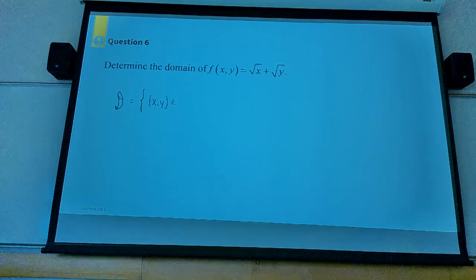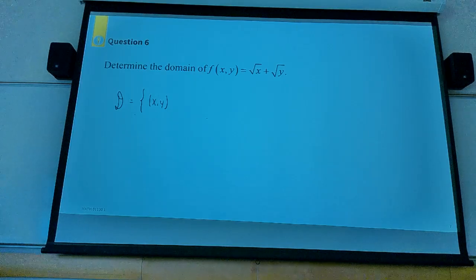So technically, we should be writing this. Set of all ordered pairs in R2. However, for this course, it is implied to be the real plane. So I can actually just ignore that.